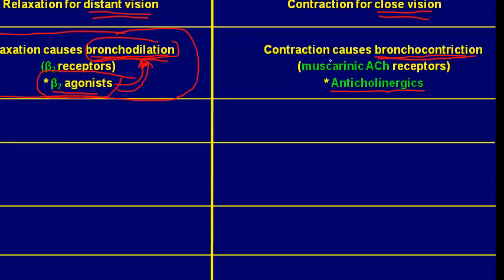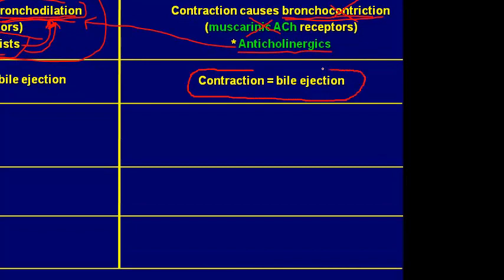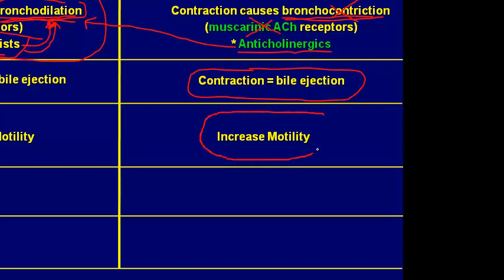Anticholinergics block these cholinergic receptors, therefore it'll do the opposite of constriction. They will dilate. So two ways to dilate the airways. You either use a beta 2 agonist or you use an anticholinergic. Gallbladder. Gallbladder is used in your digestive system, so it's stimulated to contract and release bile using parasympathetic neurons. Stomach and intestinal muscles, that's all rest and digest, so that's parasympathetic.